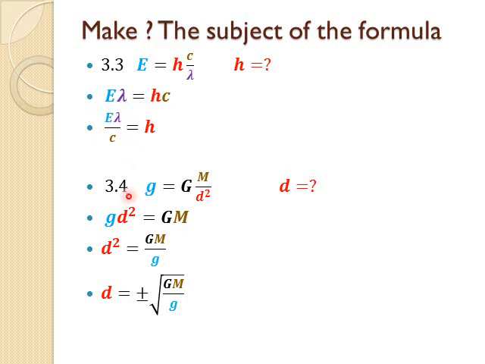For 3.4, gravity equals g times m divided by d squared. They want me to make d the subject of the formula. So again, multiply the denominator away, g d squared equals g times m. g times m divided by g, so I get d squared alone. And to get rid of d squared, I'm going to find the square root of d squared, which is plus or minus the square root of g m divided by g.